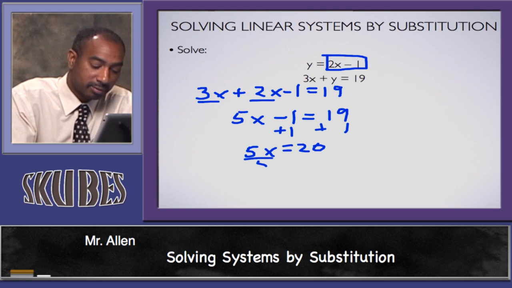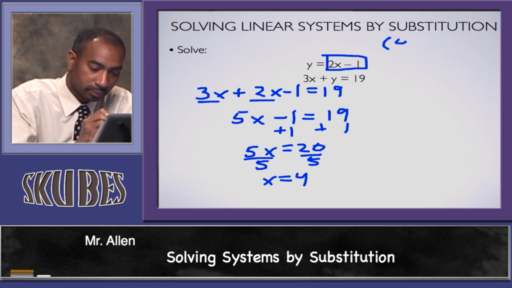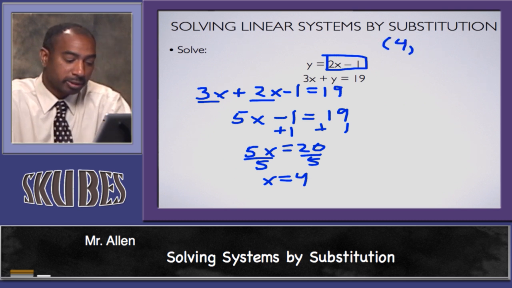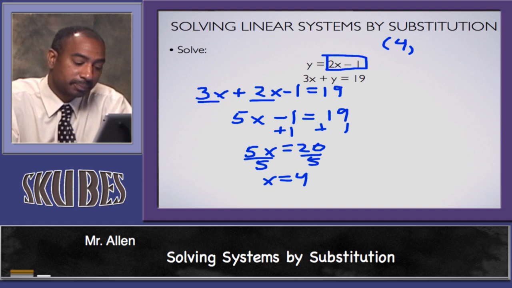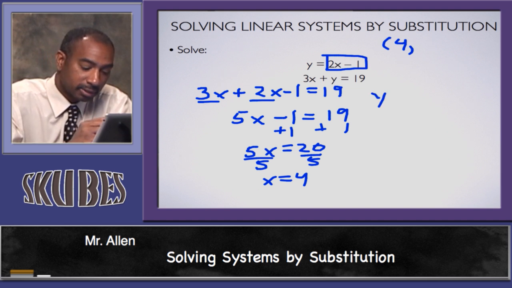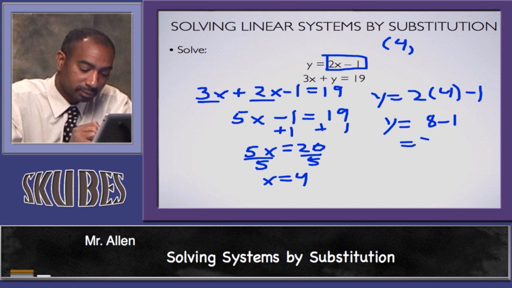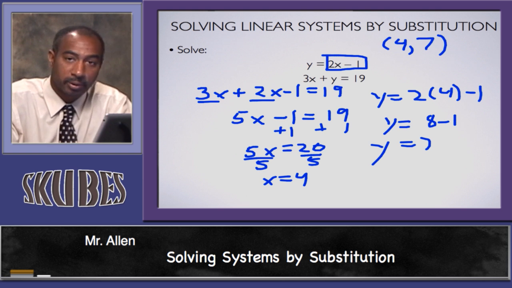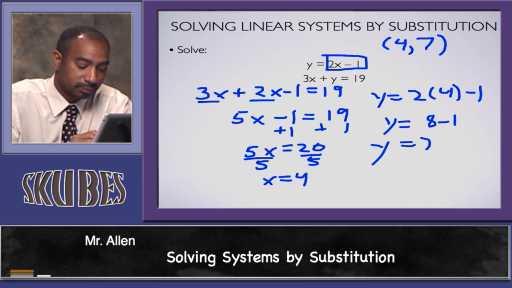Divide both sides by 5. x is 4. All right, and you want to substitute that into the top equation. So y equals 2 times 4 minus 1. 2 times 4 is 8. 8 minus 1 is 7. So (4, 7) is the point of intersection.